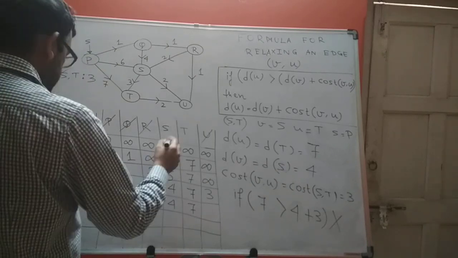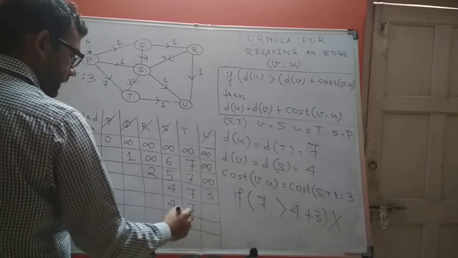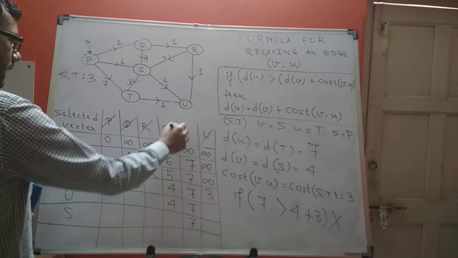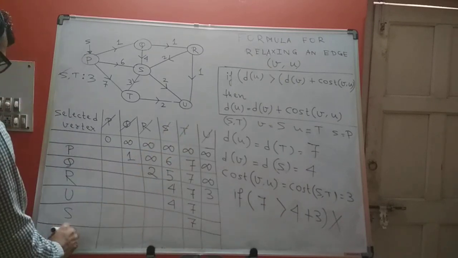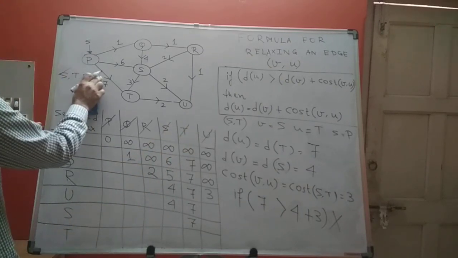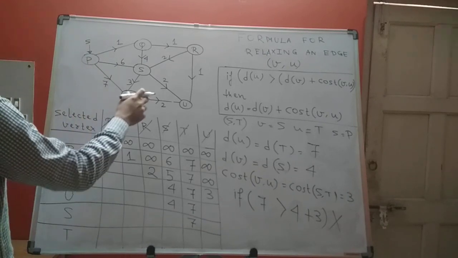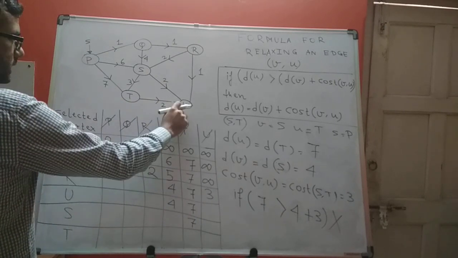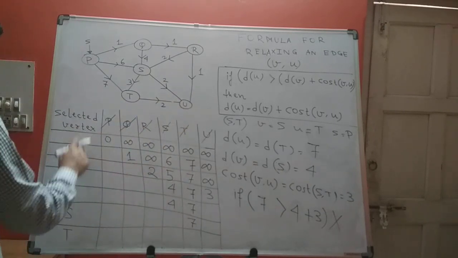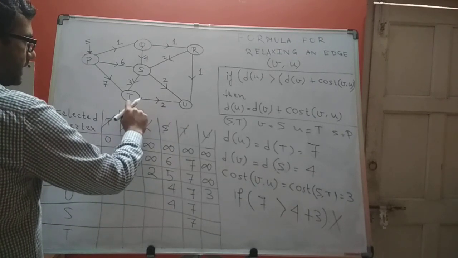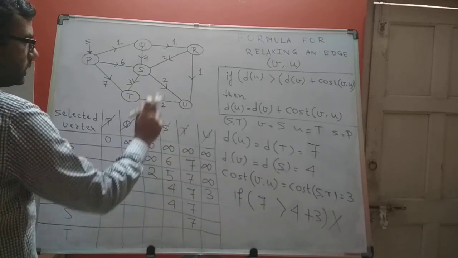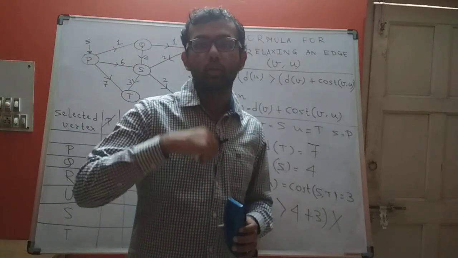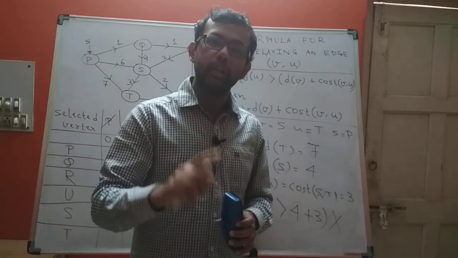Now after this, since I have selected S, the only vertex remaining is T with a value of 7. So now I have no other choice but to select T. Now after selecting T, you can find all outgoing edges from T. Look at the outgoing edges from T. Now see, T has an outgoing edge towards U, but I'll not be considering this edge because U has already been chosen. So there is no need to relax any edge towards U. I do not need to relax any edge that is going towards a vertex which has already been chosen.